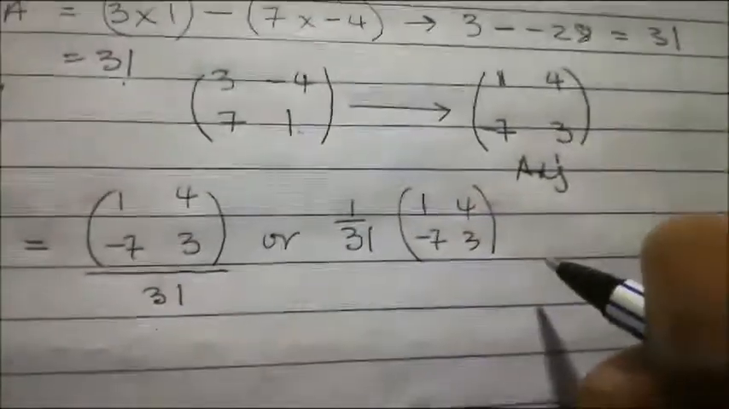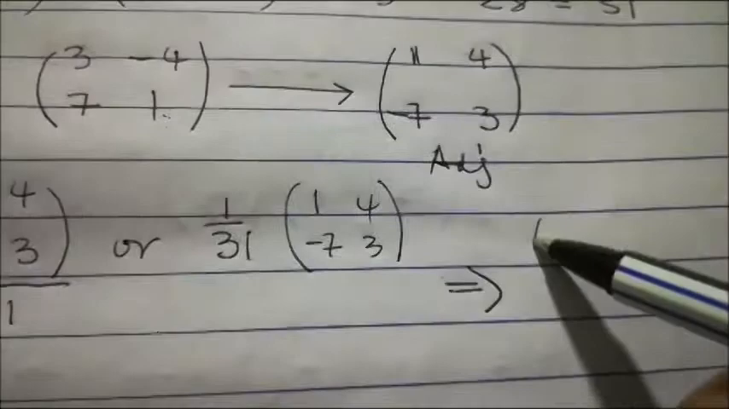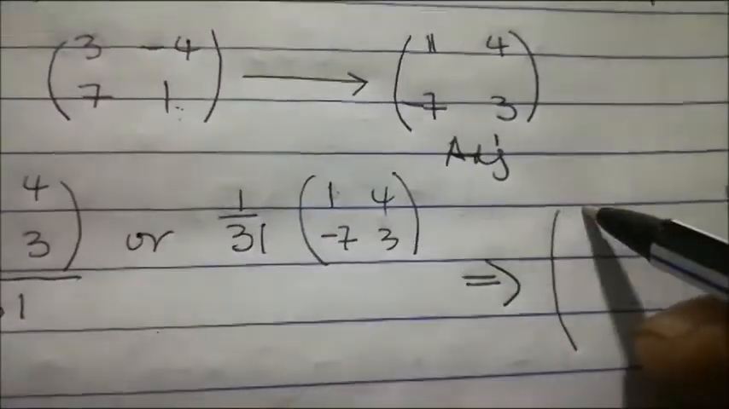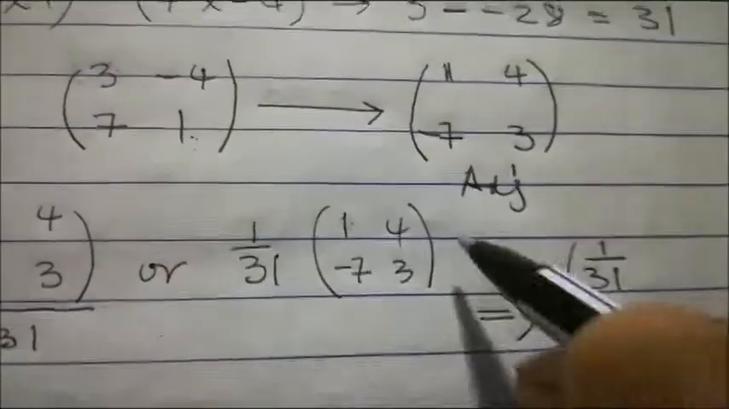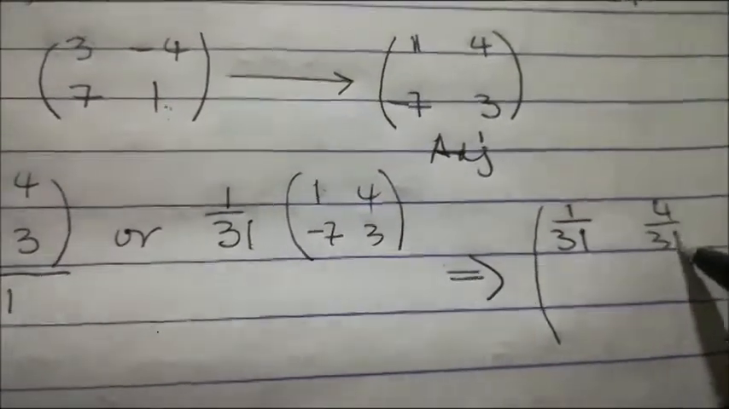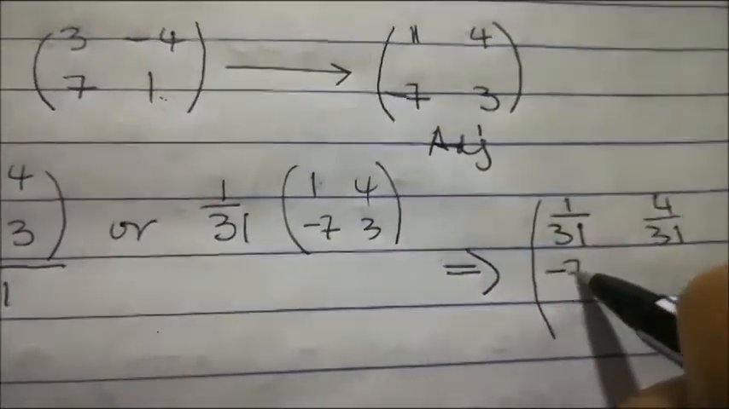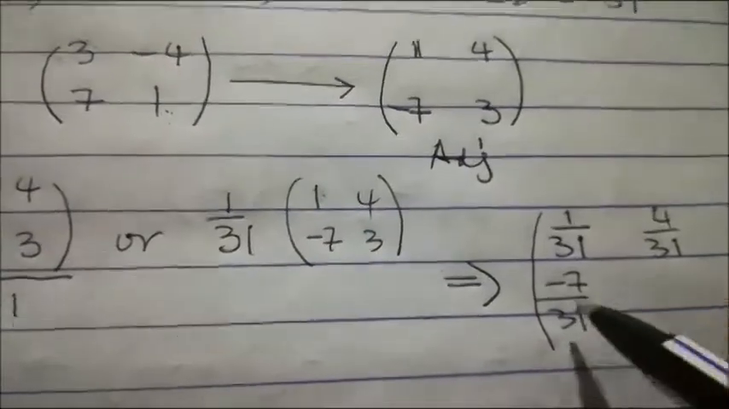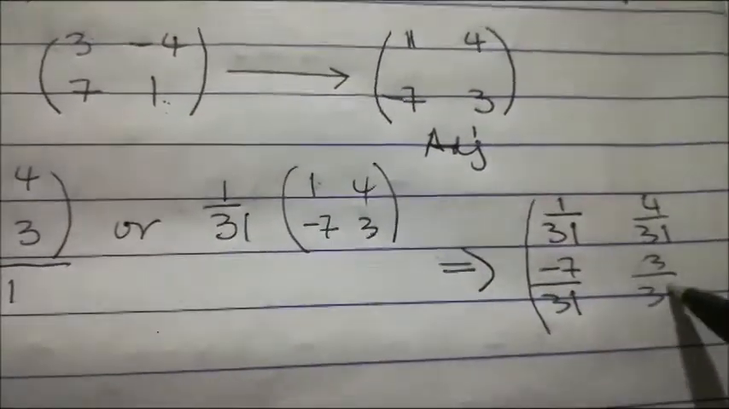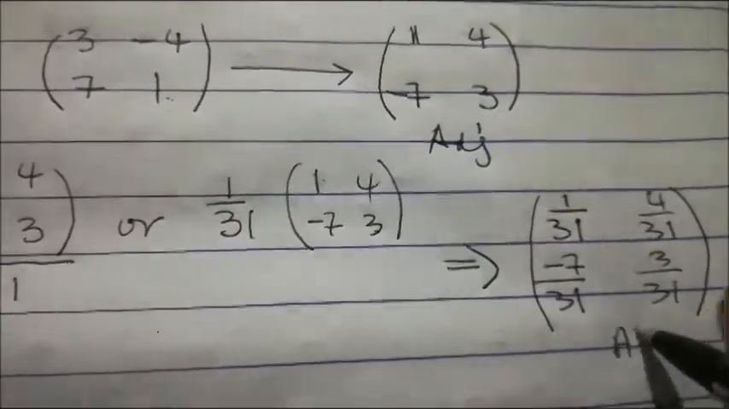So this is going to be equal to what? The inverse is going to become 1 times this would be 1 over 31. 4 times that would be 4 over 31. Negative 7 times this would be negative 7 over 31, and 3 times this would be 3 over 31. So this becomes our inverse.